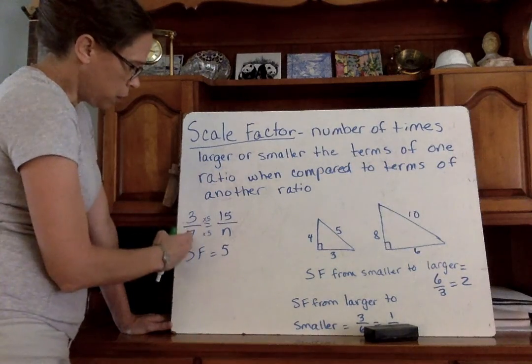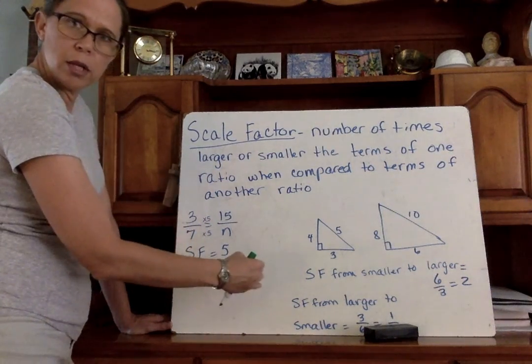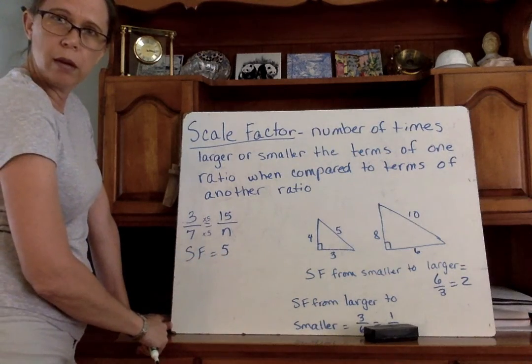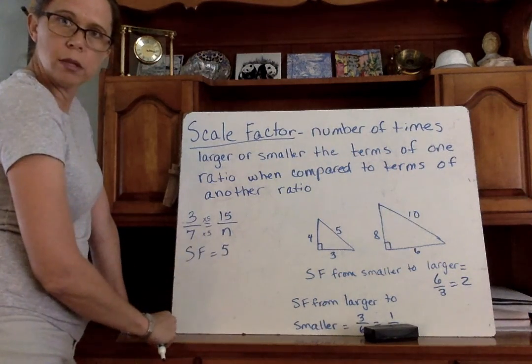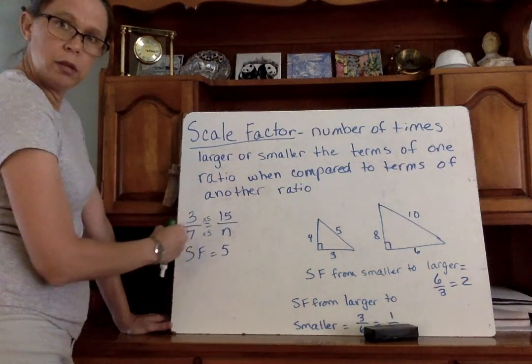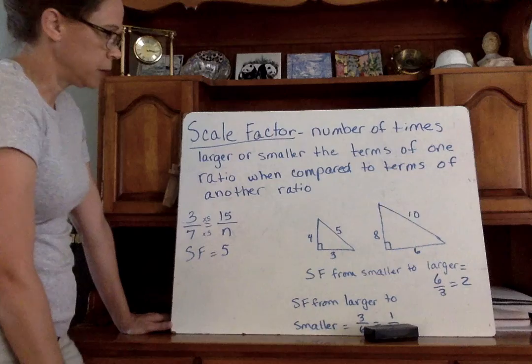To get from this smaller fraction to the bigger number fraction, the scale factor is 5. We're multiplying by 5, okay? That's what scale factor is. How much bigger are the numbers in this fraction than this fraction? They're 5 times bigger, okay?